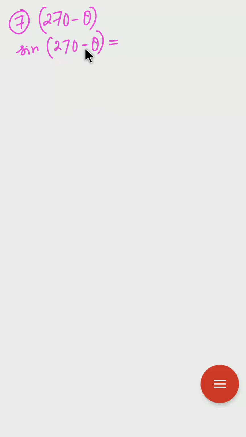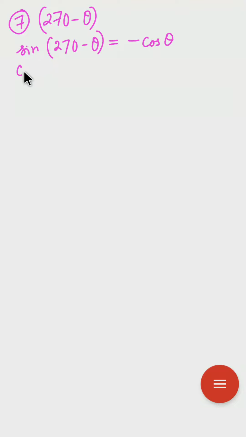Now let's move on to trigonometric ratios of the angle 270 minus theta. We are going to use the same formula. So sine 270 minus theta. First we will check which quadrant the angle is in. This is again in the third quadrant. In the third quadrant, sine is negative. So the minus sign. Now this is an odd multiple of 90. So sine changes to cos. So this will be minus cos theta.